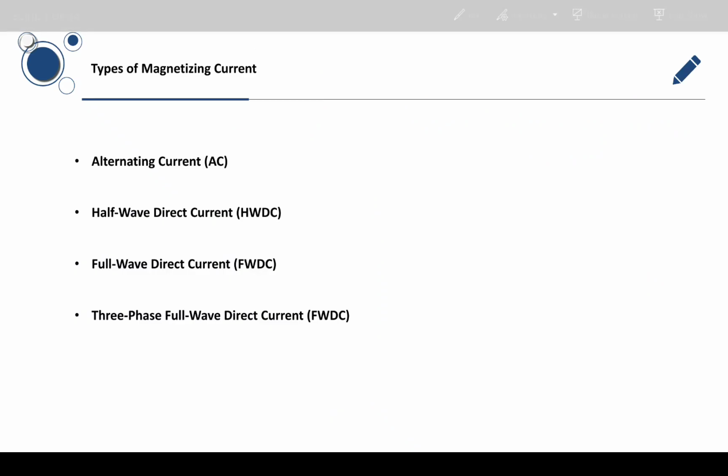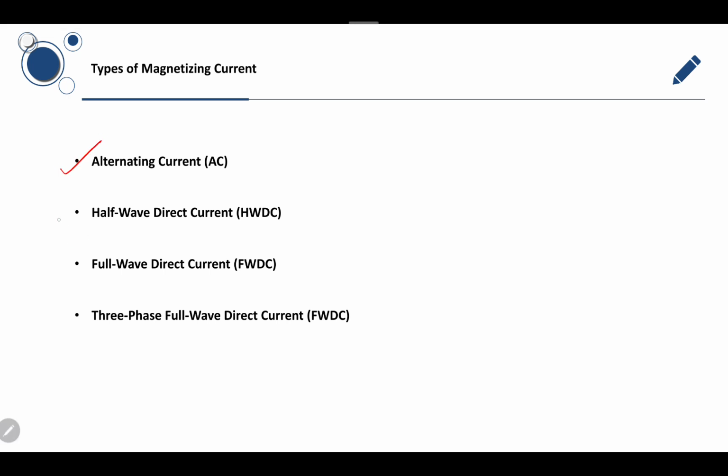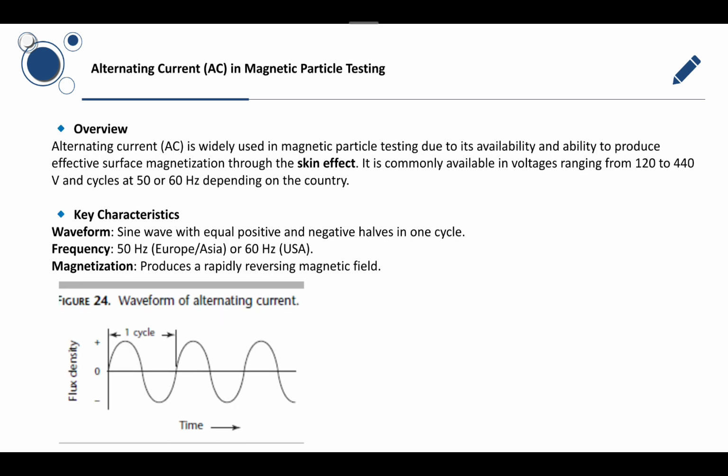Understanding the different current types is essential for selecting the right magnetization technique for surface and subsurface defect detection. In magnetic particle testing, we use different types of electrical currents to create magnetic fields in our test object. The main types are alternating current, half wave direct current, full wave direct current and three-phase full wave direct current. Each type has unique characteristics, advantages and limitations, which we will explore slide by slide. Let's move on to the next slide.